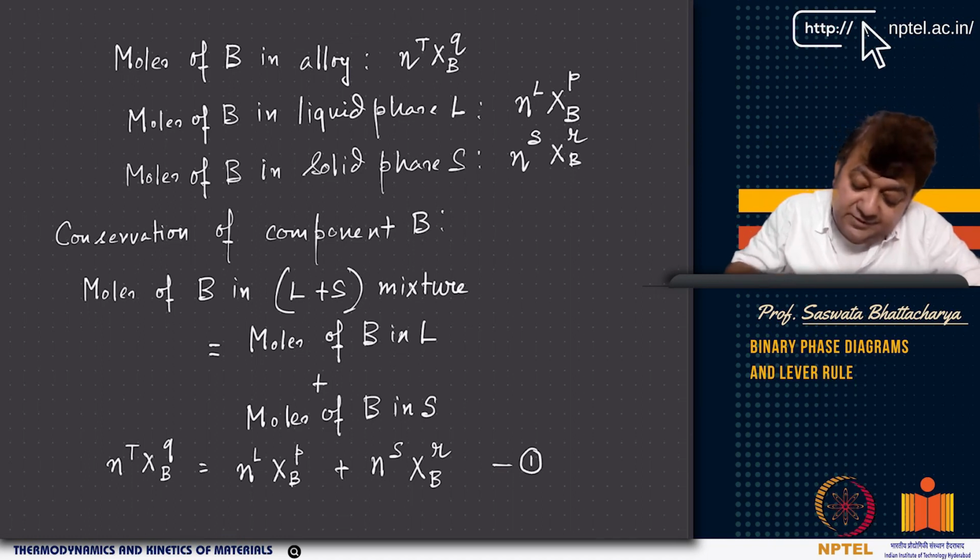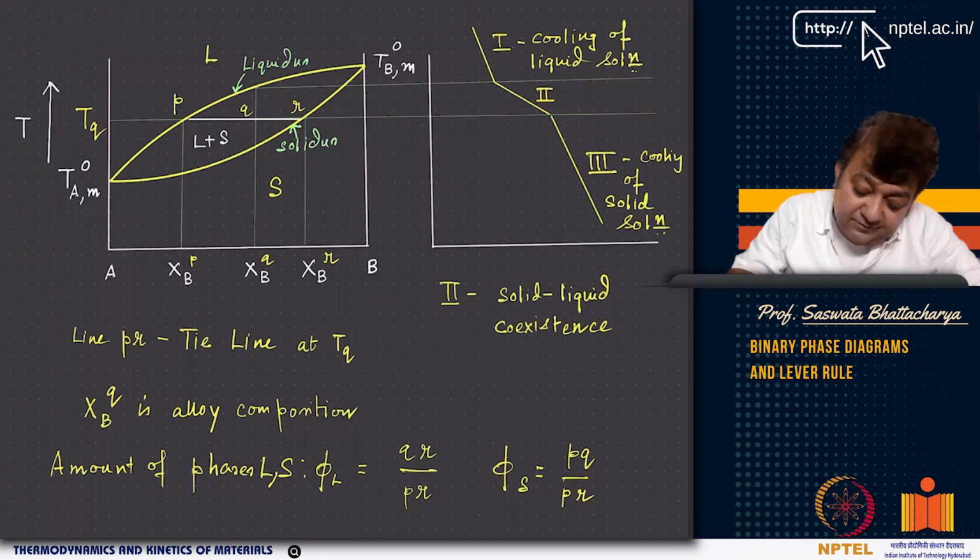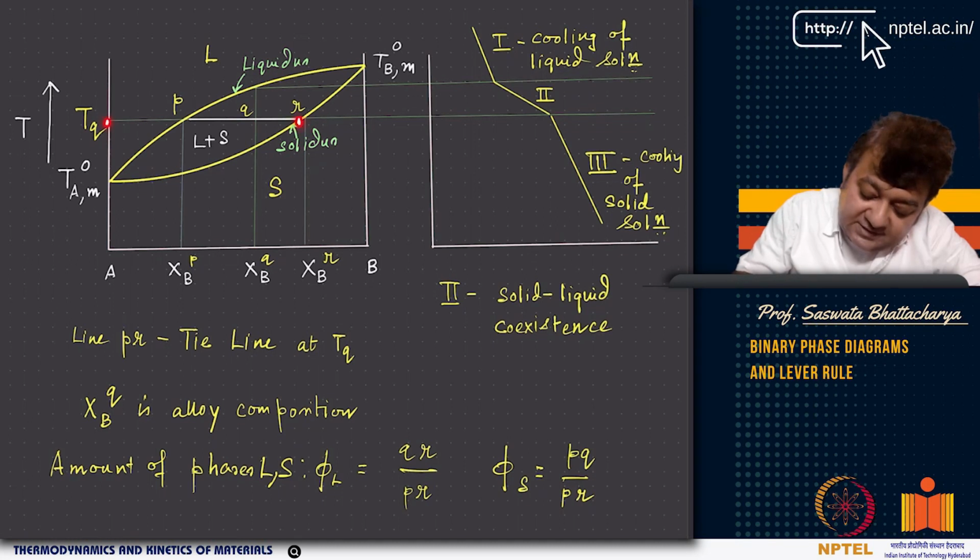If you look at the moles of B in the liquid phase, in the liquid the composition is XBP at this temperature. And XBR is the solid composition in equilibrium with the liquid composition. So XBR is the equilibrium solid phase composition at temperature TQ. This is the solid phase composition.